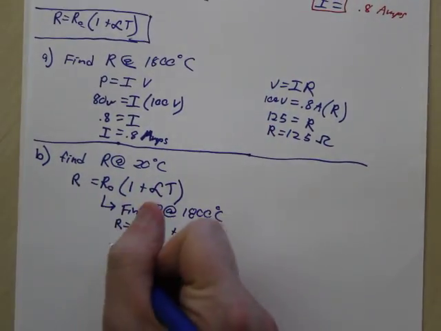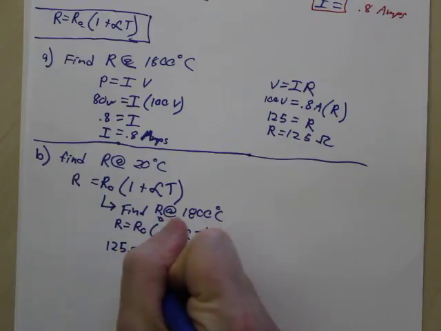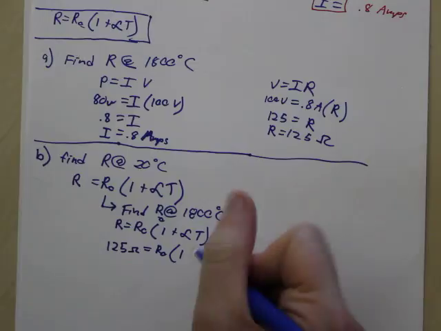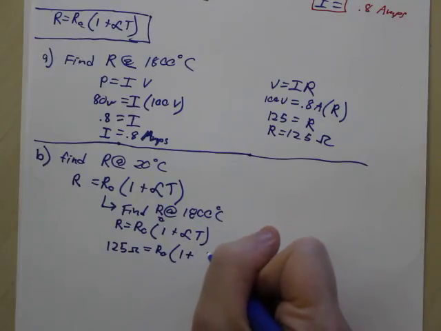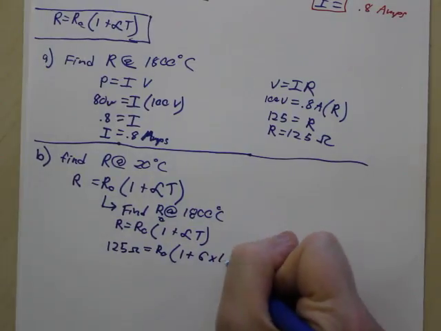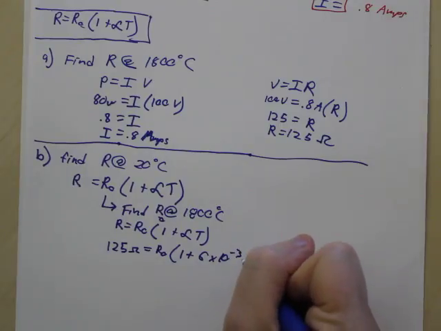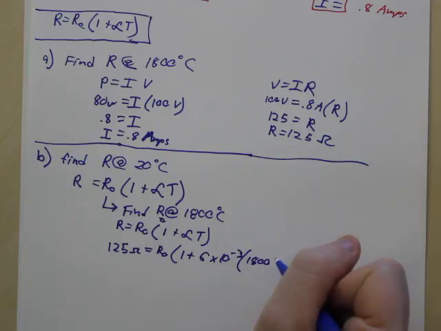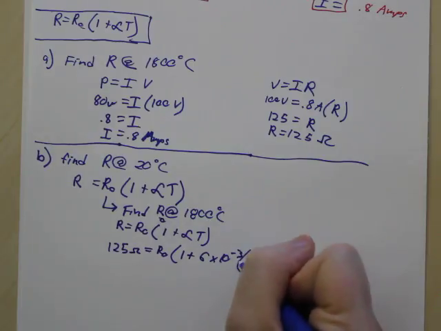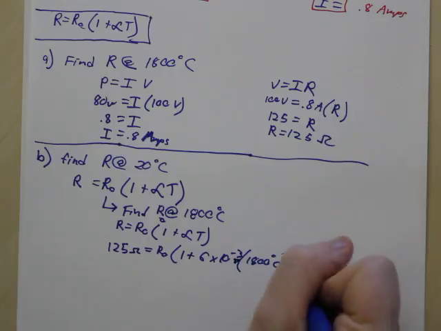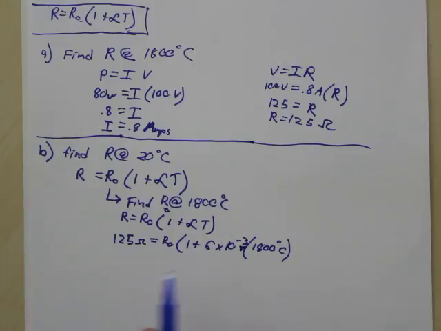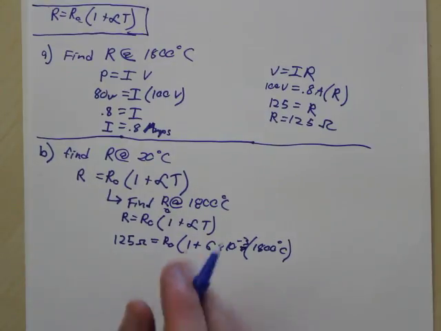We're going to do this as 125 ohms equals R0 times (1 plus 6 times 10 to the minus 3 times the temperature), with the temperature equal to 1800 degrees Celsius. And that one is inverse, so degrees C inverse. You just have to pretend that that's there for now. Don't usually write it till the end of the problem. So for this one, we're going to be able to solve through this.